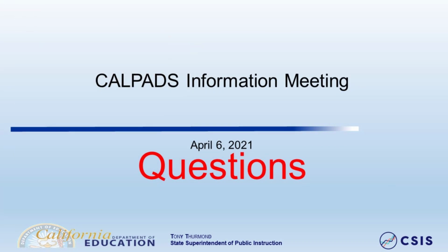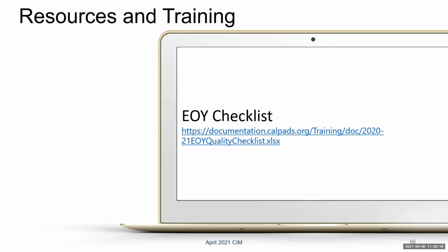And before I get to the survey, Martha, are there questions that need to be answered? There are. So show them where that EOY checklist is again. One, you can find it in the PowerPoint. There's a link to it, but we can also find it in the user manual. So use this link.